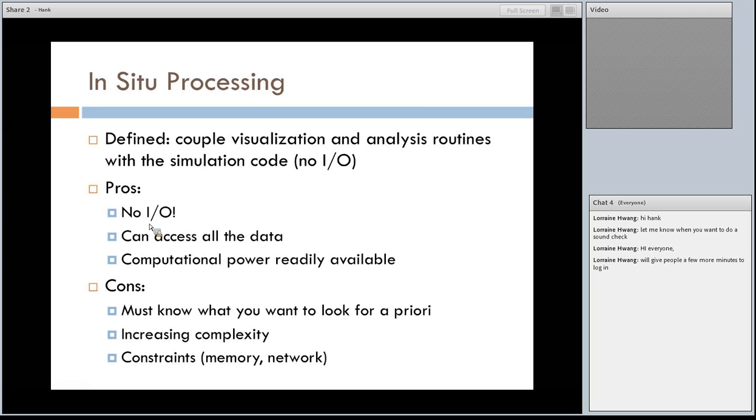Another thing that's bad about it is it's an increasingly complex system. So it's already hard enough to build a parallel simulation code that you can run on these massive supercomputers. But now you have to get a whole other player, the visualization and analysis routines, built into your system, and that makes it obviously more complex. Another con is constraints. So, for the visualization community, we think about running our program, and if it takes a little longer, it's okay.